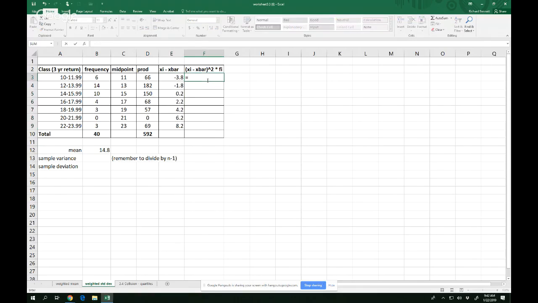Then we're going to take whatever value we got there and square it. We're going to square it first, and then multiply it by 40. Is that right?